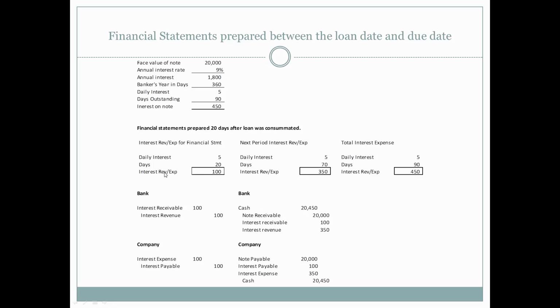So the interest revenue recognized by the bank will be $100 and the interest expense recognized by the company will be $100. Now, let's look at the bank's books.